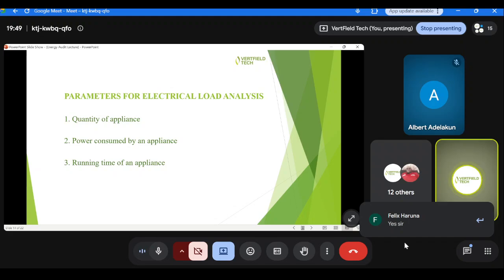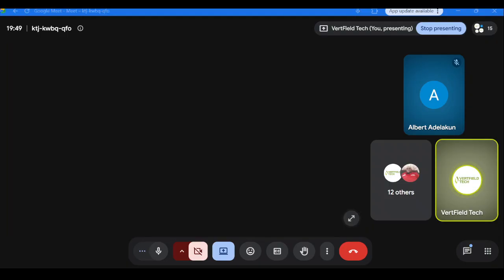So, parameters for electrical load analysis. You have the quantity of appliance, power consumed by an appliance, running time of an appliance. Let's take them one after the other.